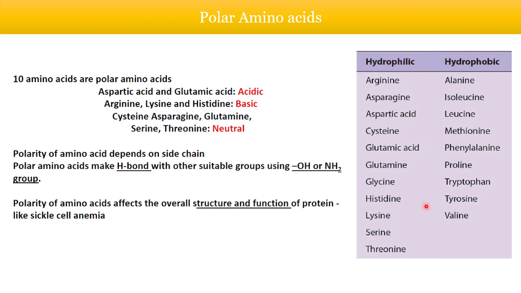You can also see this group where we have classified the 20 amino acids into the hydrophilic group as well as the hydrophobic group. And the polar amino acids tend to make hydrogen bonds with suitable groups using the hydroxyl group, the OH group, and the NH2 group, the amine group. And the polarity of these amino acids affects the overall structure and the function of the proteins. And like you have sickle cell anemia, right?